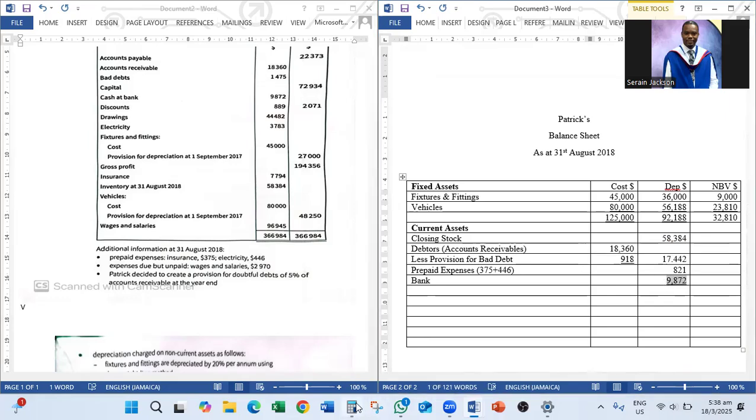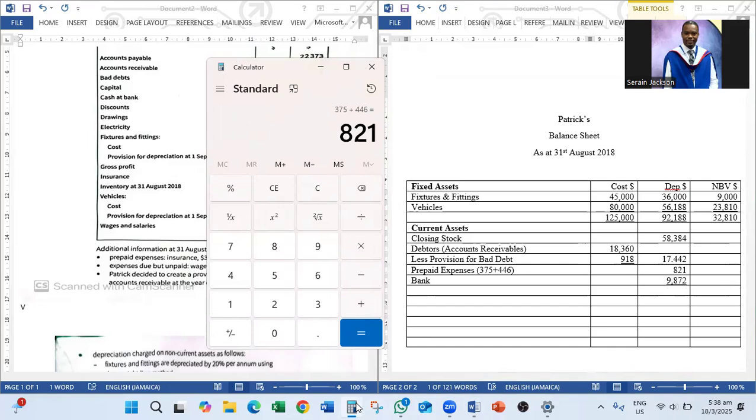Get our calculators out again. So that is 821 plus 9,872 plus 58,284 plus 17,442. That gives us 86,519. All right.